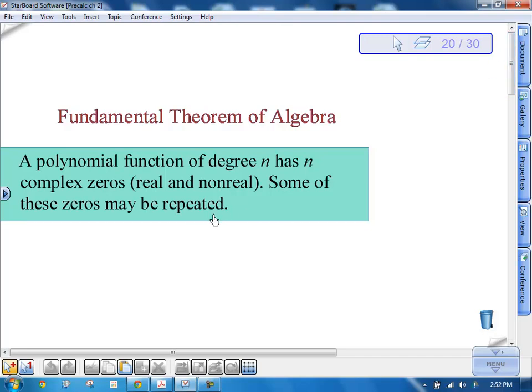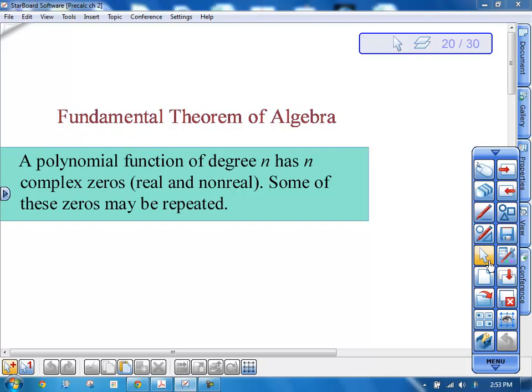The fundamental theorem of algebra says that a polynomial function of degree n has n complex zeros. Keep in mind, complex numbers are both the real numbers and non-real, right? Because complex numbers are all numbers. So basically, if you have a fourth degree polynomial, there's 4 complex zeros. A couple could be real, a couple could be non-real. You could have all non-real, you could have all real. It just depends on what the fourth degree polynomial looks like, right?